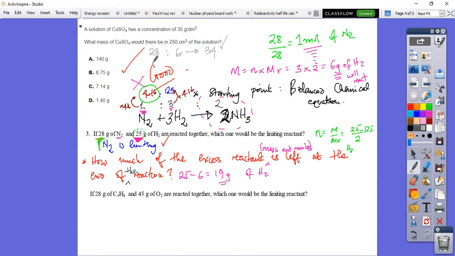This ratio is telling me 28 grams of nitrogen needs 6 grams of hydrogen to form 34 grams of ammonia. Now I've already got 28 grams of nitrogen, but I've got 25 grams of hydrogen. So how much of this 25 grams of hydrogen is going to react? Only 6, because according to the masses in this formula, 28 grams needs 6 grams, and I've got well in excess of 6 grams. I've got 25 grams, so 25 minus 6 gives me 19. That's another way you can do it.